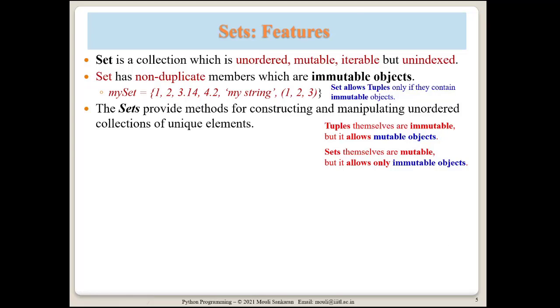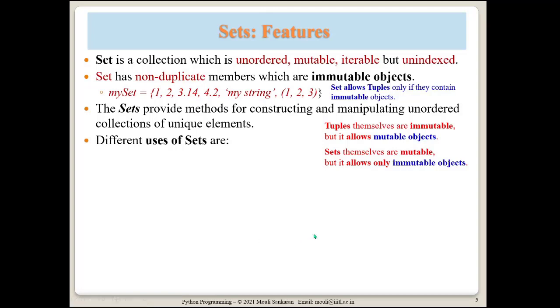So sets provide methods for constructing and manipulating unordered collections of unique elements. Now, I mentioned that you cannot have duplicate, non-duplicate members. So every element in the set is unique. I cannot have one more number 2, one more 3.14, because it may be converted into a floating point representation, but still these values are the same. The string is the same, so it will not allow you to have the same content. It needs to be unique.